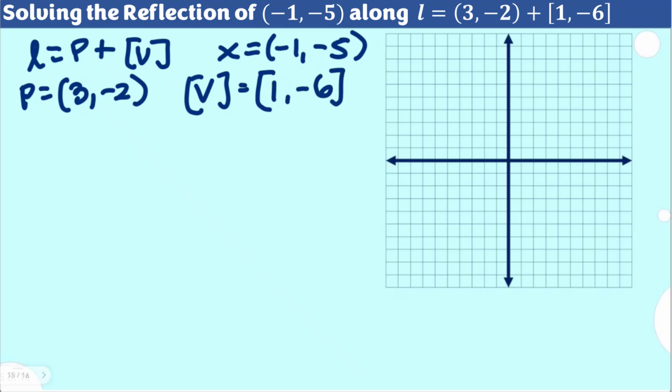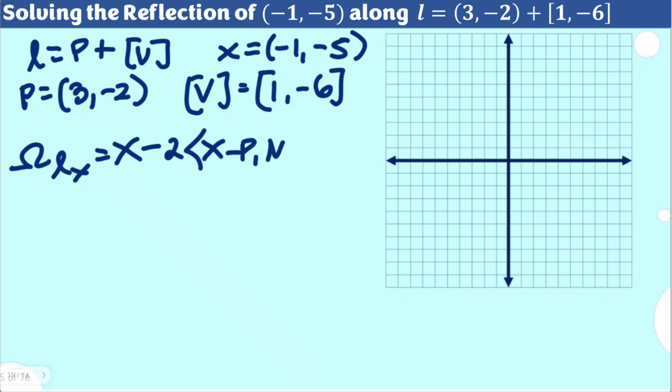So we can actually solve the reflection automatically if we follow the formula for the reflection of point X along line L, given as X minus twice the inner product of X minus P and the unit normal vector, times the unit normal vector. So we already have our X, we already have P, but we don't have the unit normal vector. So using this vector here, we can of course get the unit normal vector.